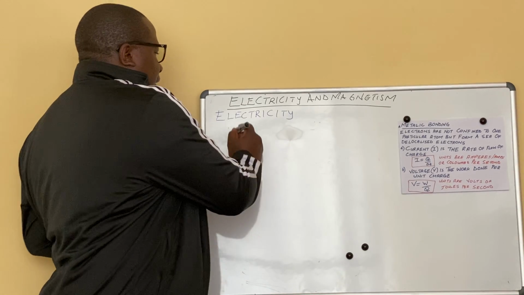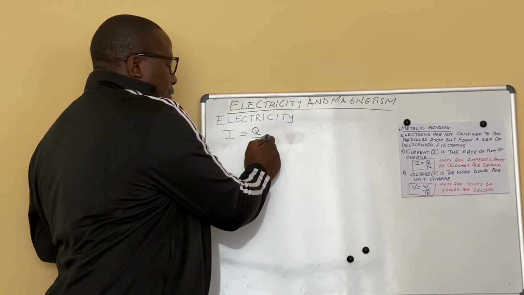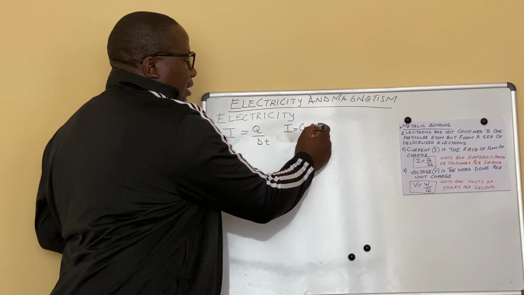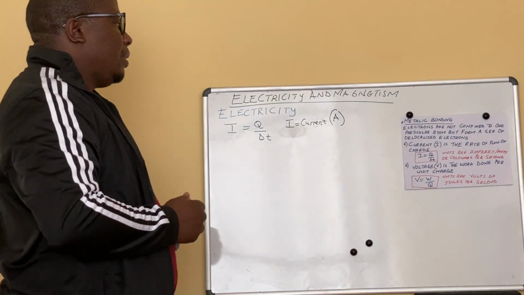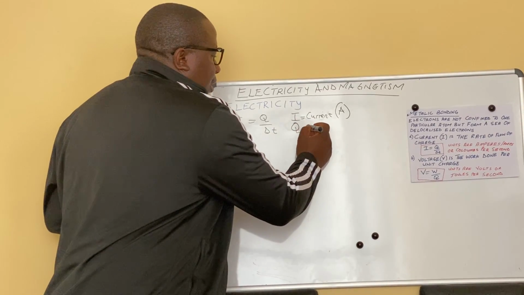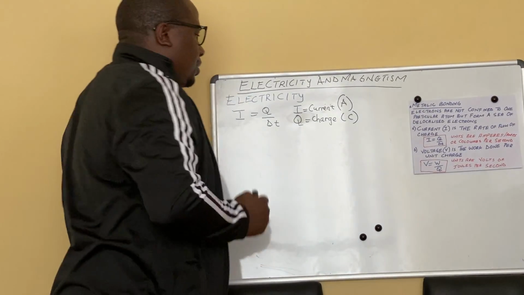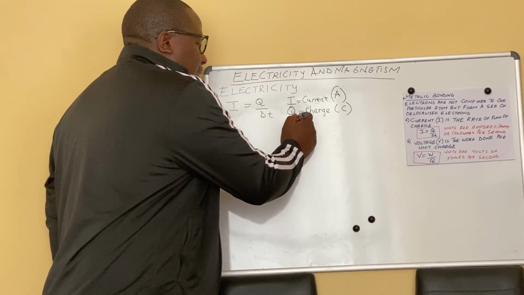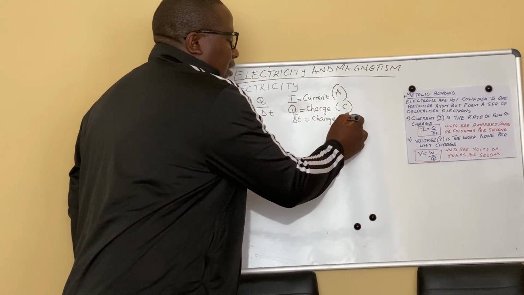So when we say current is the rate of flow of charge, it means we can have a formula which says I is equal to Q over delta T, where I is the current, the electric current. It is measured in amperes, or we call them amps, and for that we use capital letter A. Then Q is the charge that we are talking about, and charge is measured in coulombs. We know that from electrostatics. Then obviously delta T is the change in time, and the SI unit for that is the second.